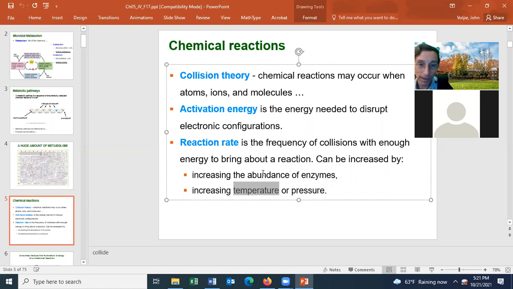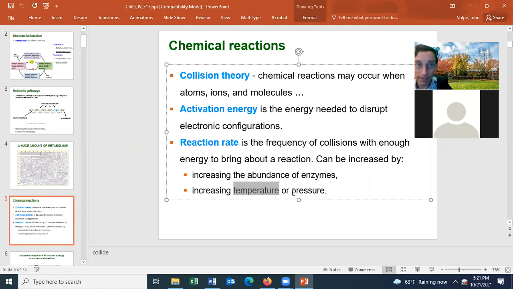Meaning if they have more energy, the more likely they'll have the activation energy they need to make the product. So I think you understand increasing the temperature. Increasing the pressure does the same thing. When you increase the pressure, first of all, you bring the molecules closer together so they're more likely to collide.